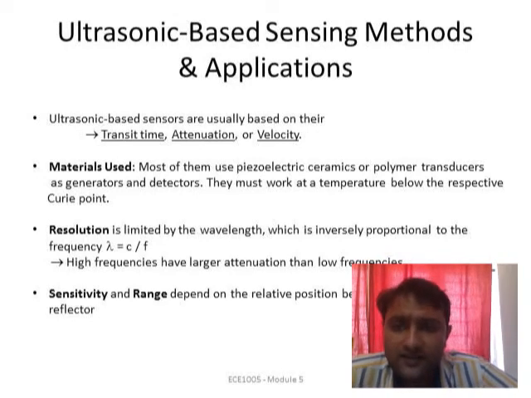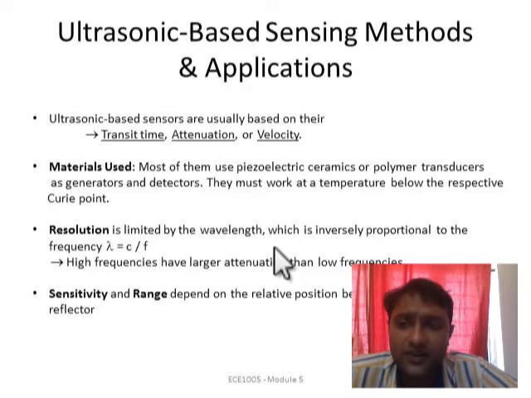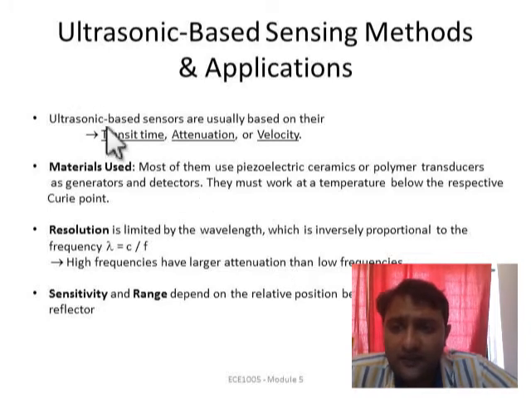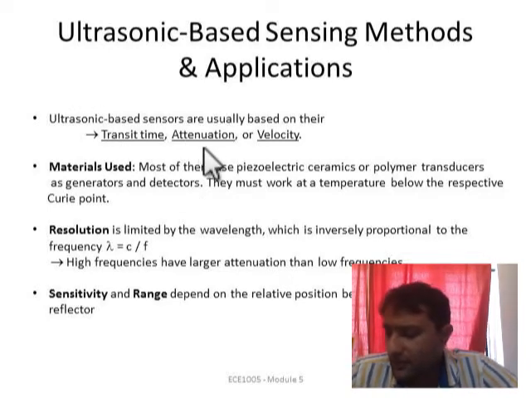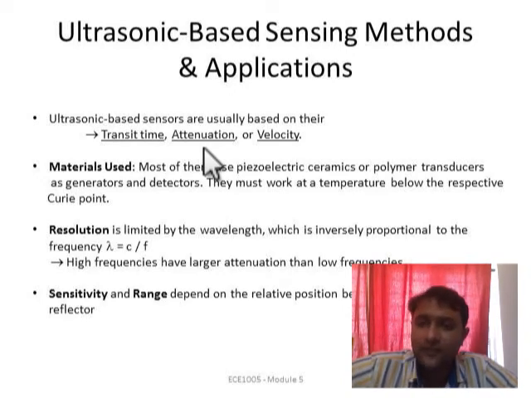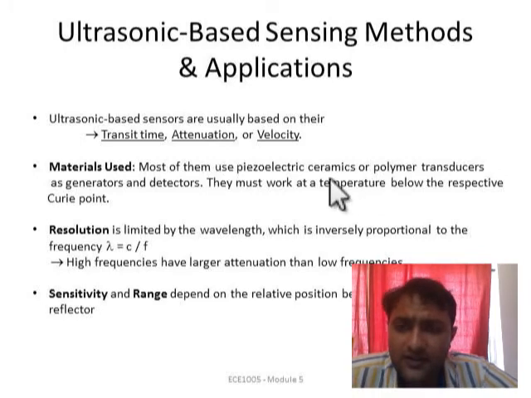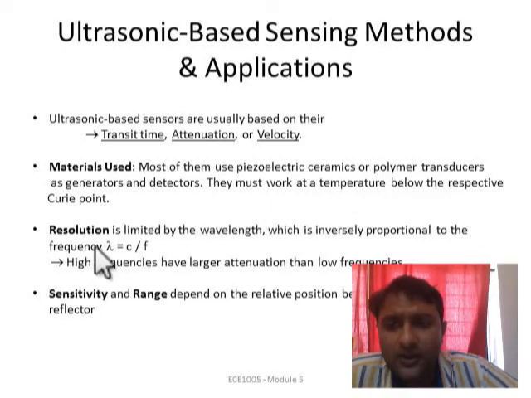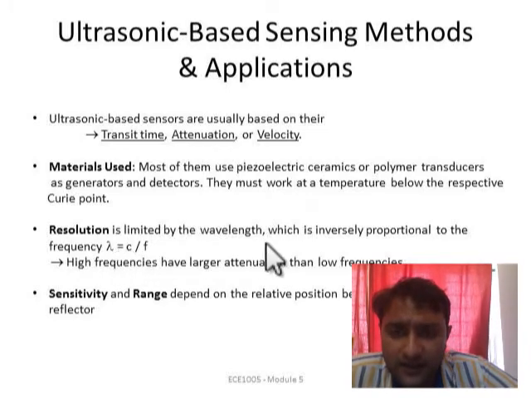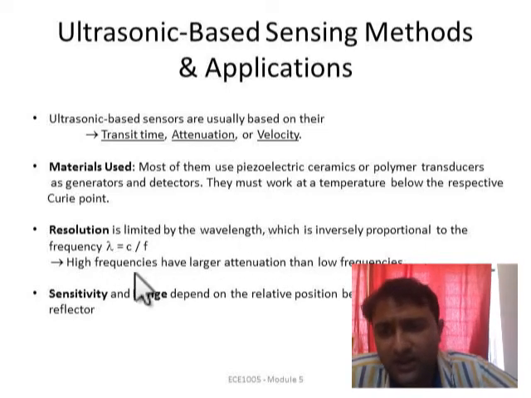Ultrasonic based methods: the ultrasonic transducer can be used as a sensor by the function of transit time, attenuation and velocity. Only three functions. The material used is generally the piezoelectric transducer, which I've already discussed. The resolution here is limited to the wavelength, which is inversely proportional to the frequency.